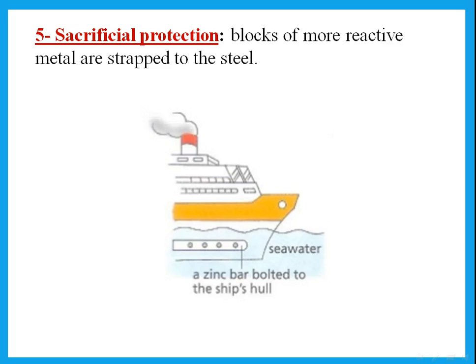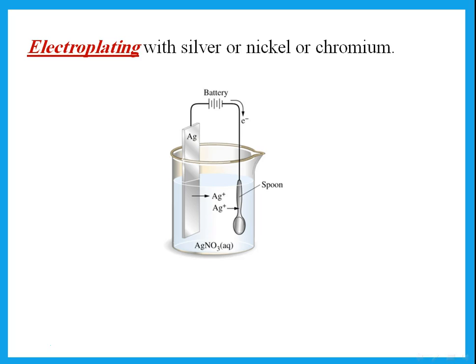This presence of the zinc bar attached to the side of the ship prevents the whole ship from rusting. This is because so long as the iron is touching some zinc, the zinc will react instead of the iron, since it is more reactive, so it will become oxidized and lose electrons instead of the iron. So we can use a piece of zinc, or a piece of magnesium, for example, bolted to the side of the ship.